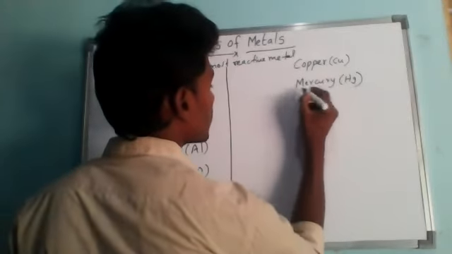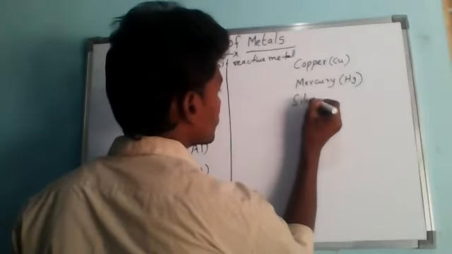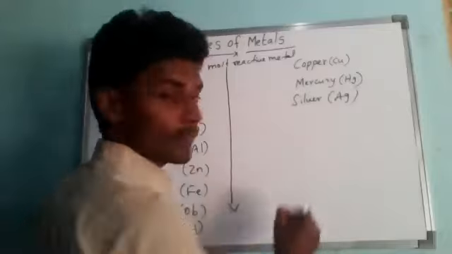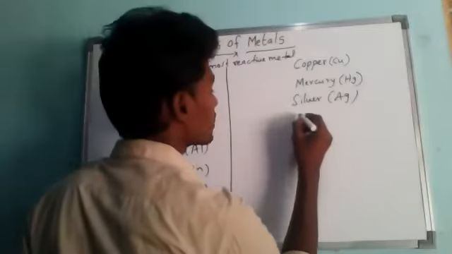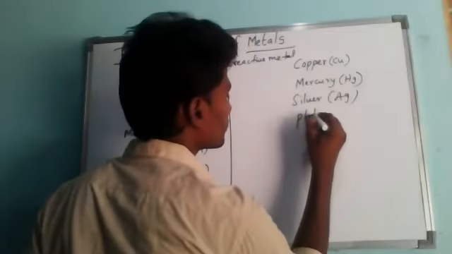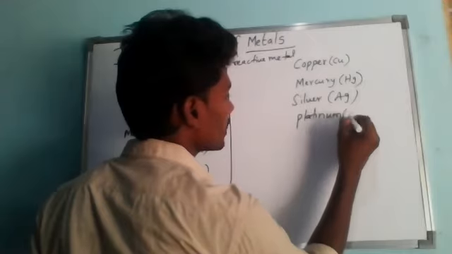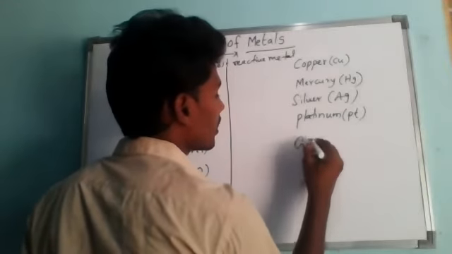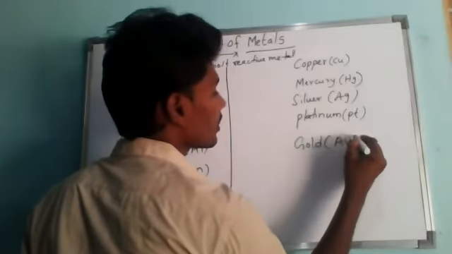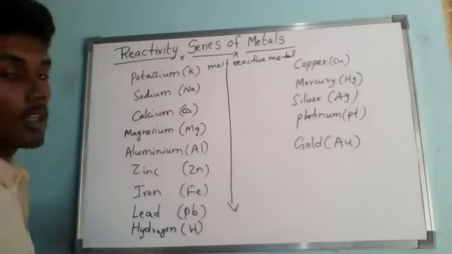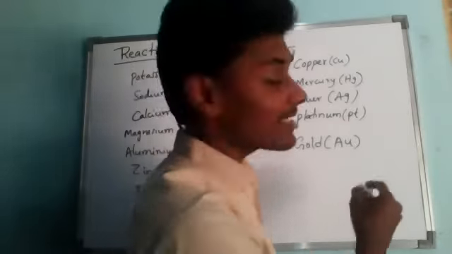Next one is silver. The silver symbol is Ag. Next is platinum, the symbol is Pt, and the last one is gold. The gold symbol is Au. So here, gold is the least reactive metal.